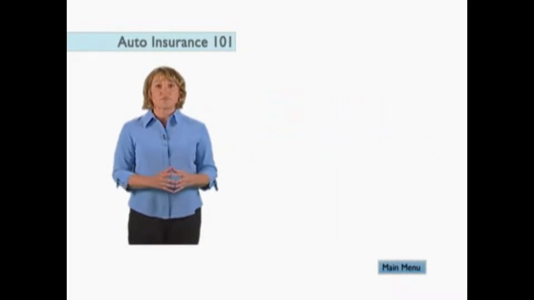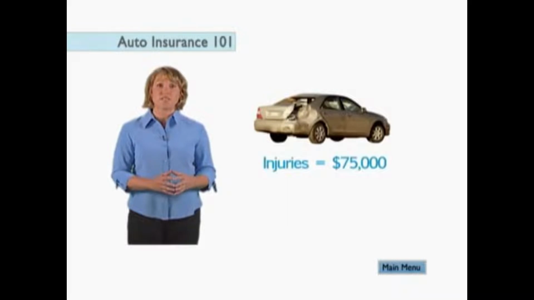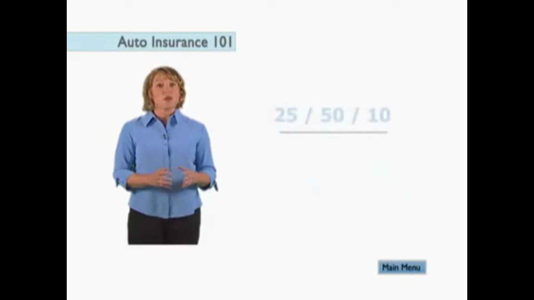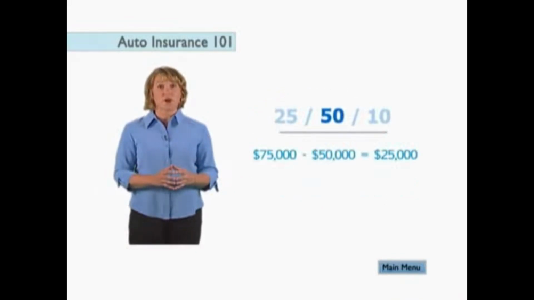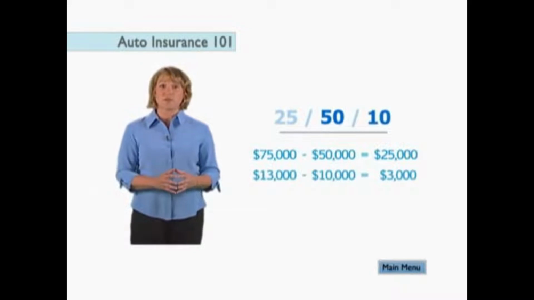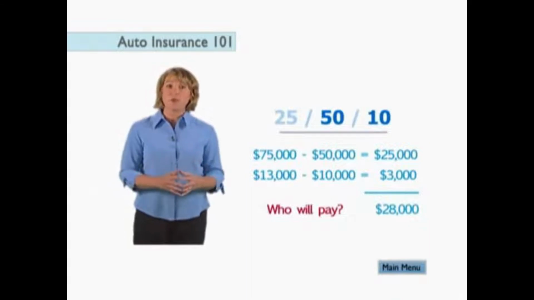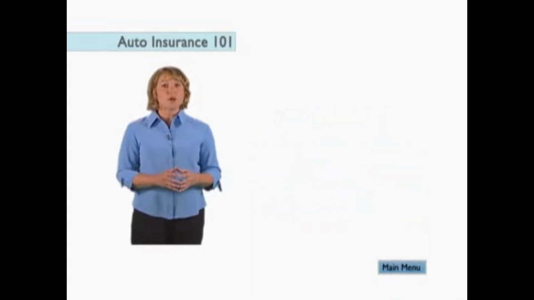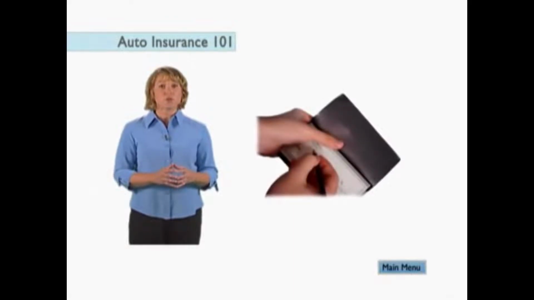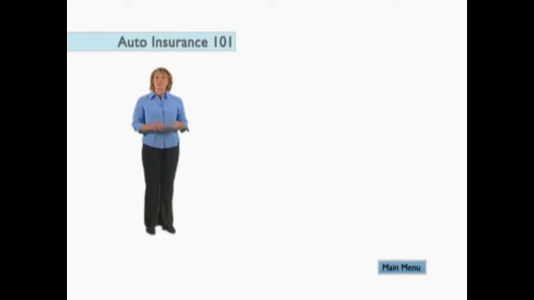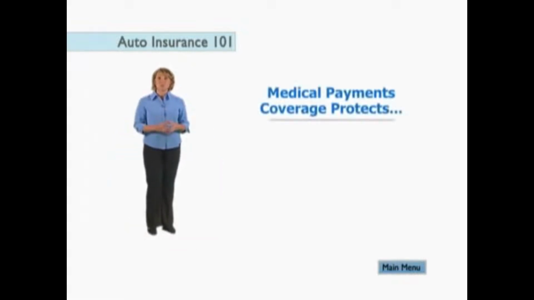So 3 people are injured. Let's say their injuries total $75,000, and the BMW has rear-end damage of $13,000. Your policy will pay $50,000 for all injuries and $10,000 for the property damage. Where does the remaining $25,000 for bodily injury and $3,000 for property damage come from? Once your policy pays the maximum limits, you could be held personally responsible for the remaining amount. It's generally recommended that you carry more than the state minimum coverage to protect yourself from this financial risk. The next coverage under an automobile policy is medical payments coverage.